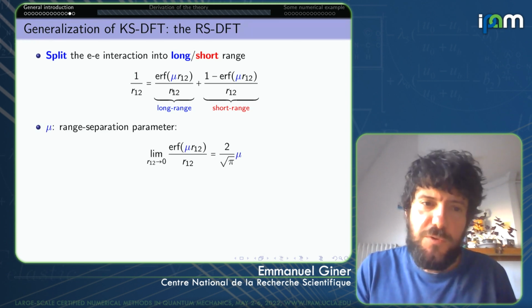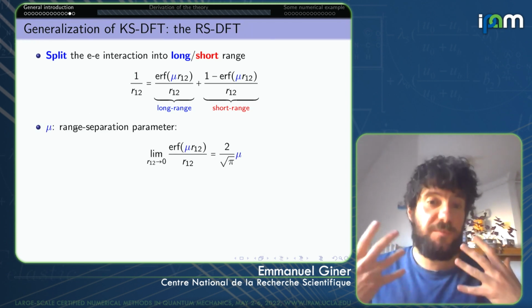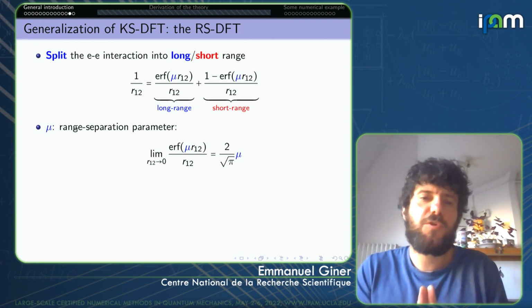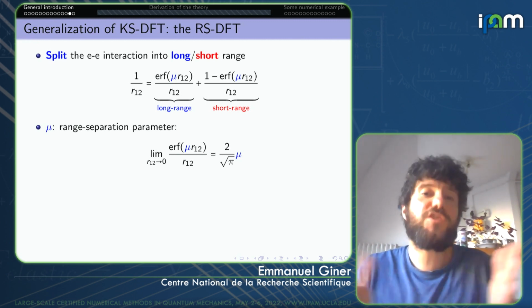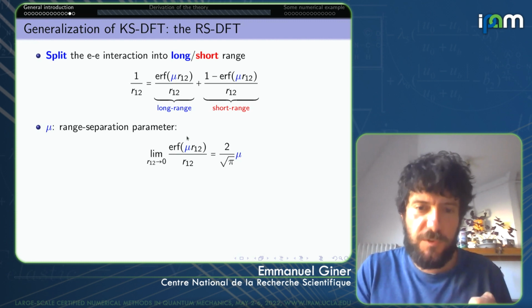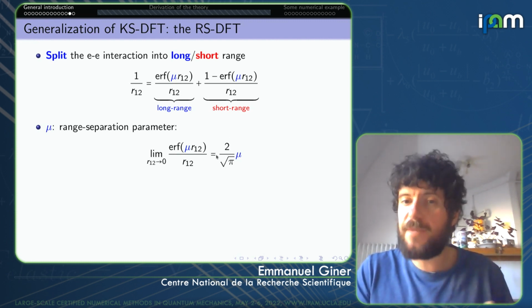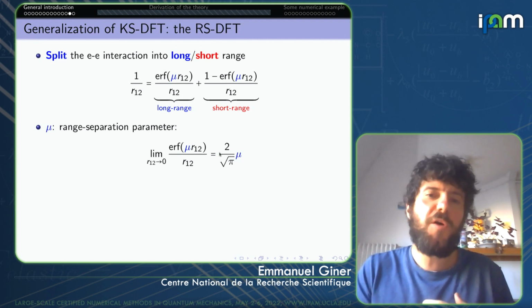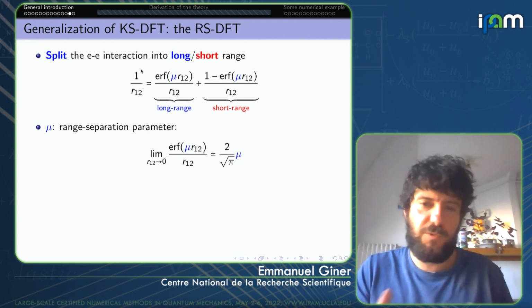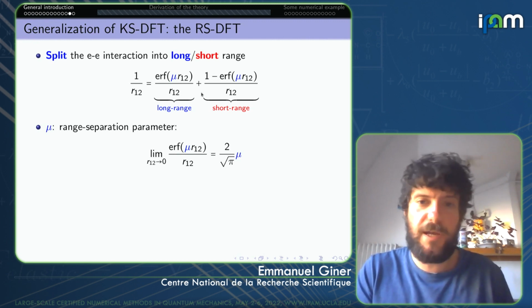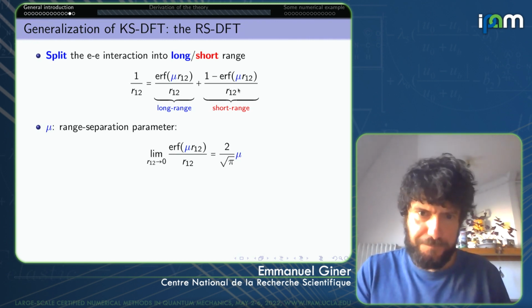Okay. And here, mu is what we call a range-separation parameter, which essentially tunes your interaction. So it's essentially the range of this interaction. It also controls the value of the interaction when r12 goes to 0, which is finite and proportional to mu. So in the limit of mu going to infinity, you're back to the usual 1 over r12 interaction, and this becomes the 1 over r12, and this vanishes essentially.